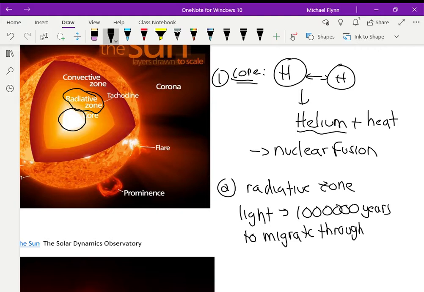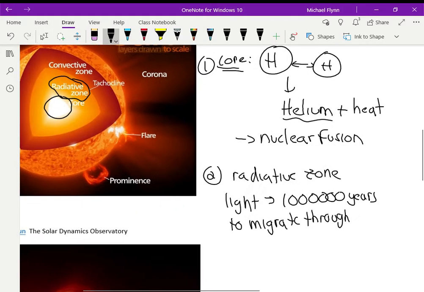So, in other words, if you step outside today and the sun hits you, that light was created in the core a million years ago. Okay? Back when there were saber-toothed tigers and mammoths roaming the earth and human civilization didn't even exist. That's when the light was created in the core that's hitting you today. It's kind of cool when you think of it that way. Okay? Anyway, that's what's happening in the radiative zone.